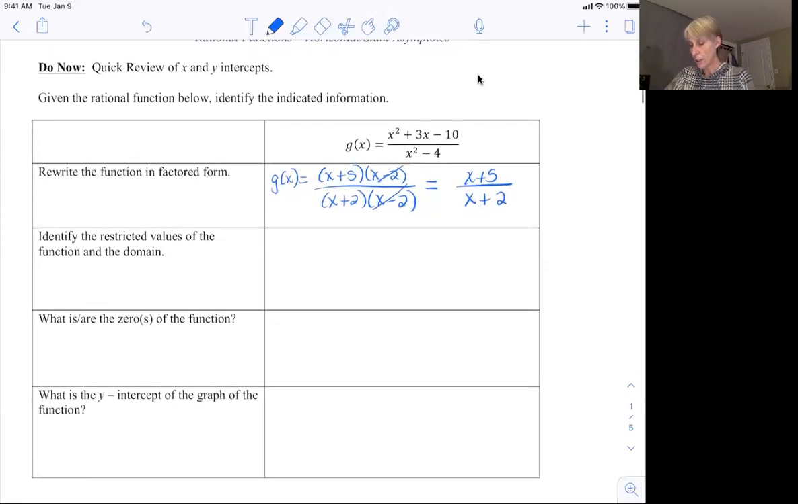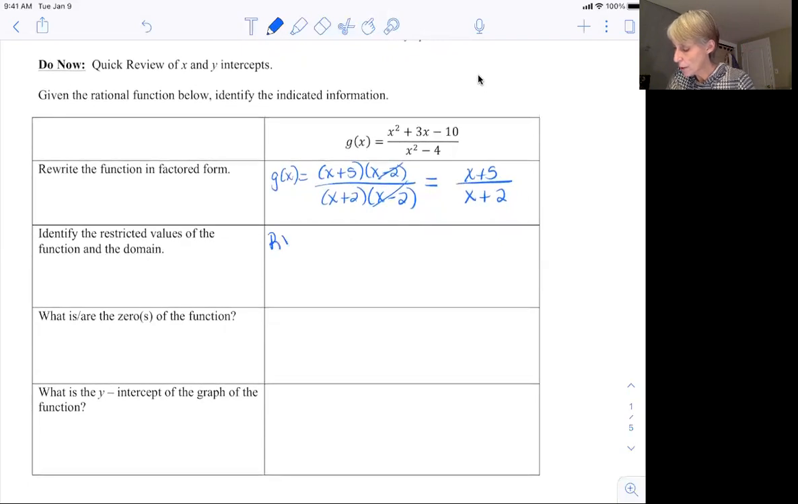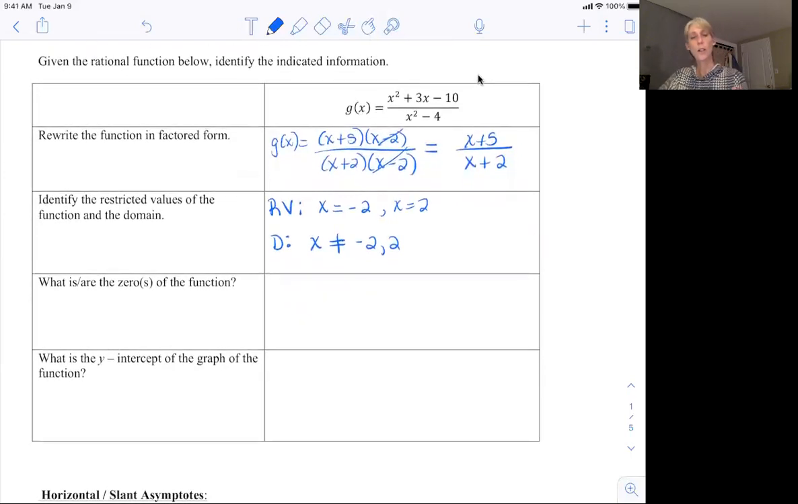If I'm looking at this function and I want to identify the restricted values of the function and the domain, well, the restricted values, remember, come from when the denominator is set equal to 0. So looking at that function in factored form, we can see our restricted values are -2 and 2. Therefore, our domain would be the set of real numbers excluding -2 and 2.